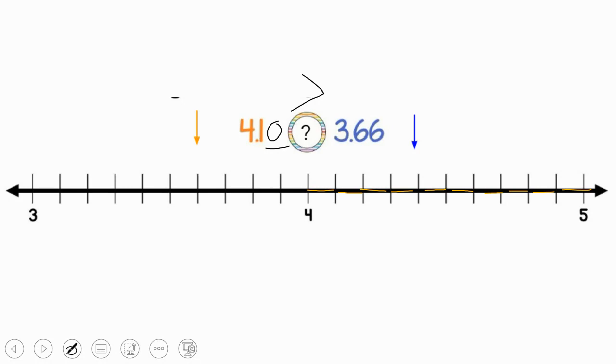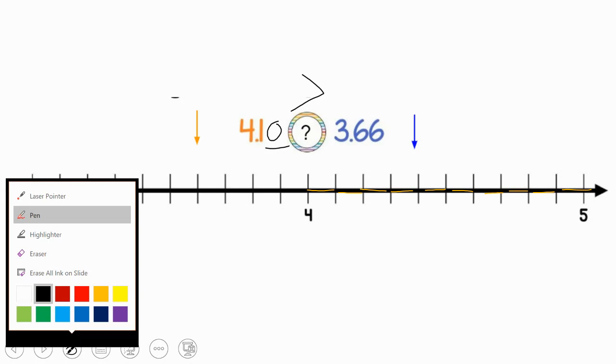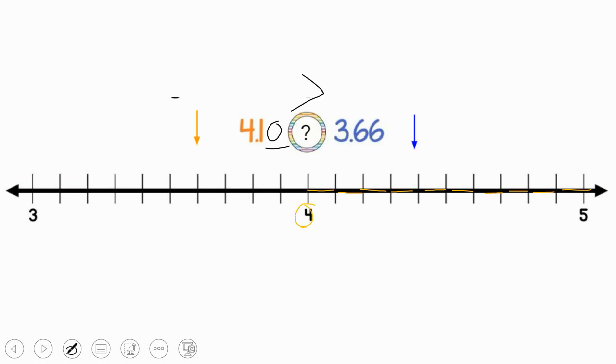So, okay, I can find 4 and 1/10 then. I know it's bigger than 4. So I'm going to start at the 4. 4 and 1/10, well, that would be right after. It'd be 4.1, or 4 and 1/10. So there's that one. There's 4 and 1/10 right there.